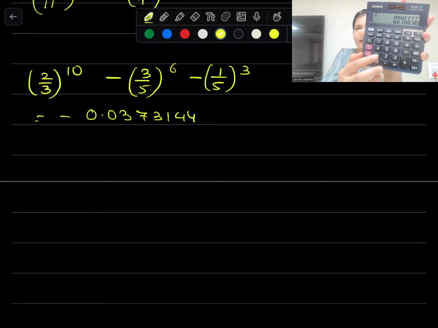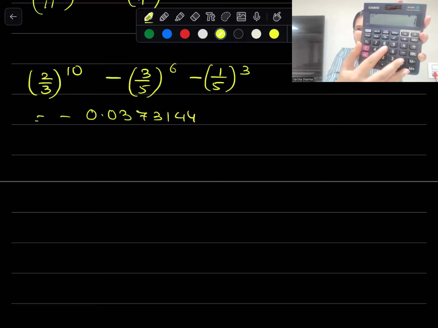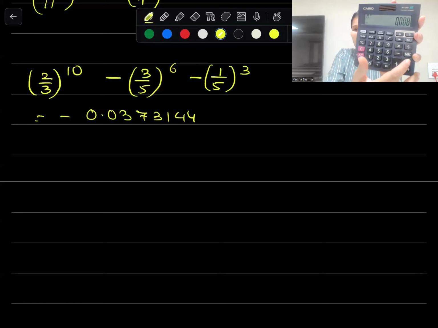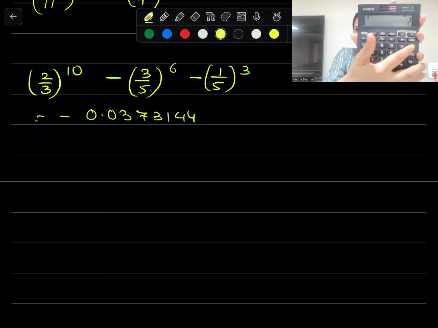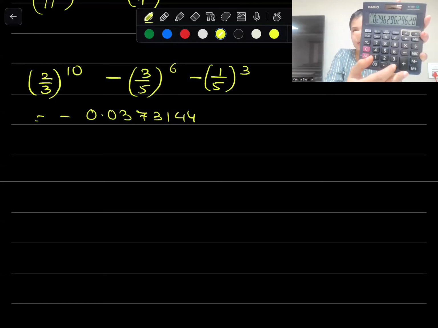Now, calculate 1 divided by 5. Multiplying it 3 times. 2, 3. Again, there is a negative sign before it. Saving it as M minus. Yes, ma'am. Now finding out the first term. 2 divided by 3. 2, 3, 4, 5, 6, 7, 8, 9, 10.